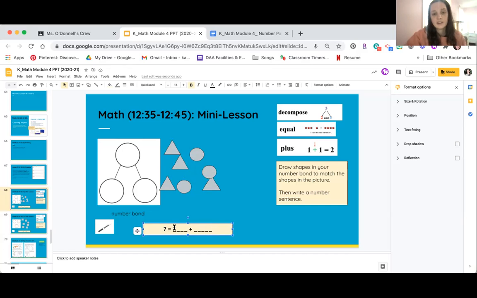All right, let's check to see if you got it. This one should say 7 equals 4 and 3, because there were 4 triangles and 3 circles. If you got that, give yourself some shine. If you didn't, that's okay. Just go ahead and fix it.